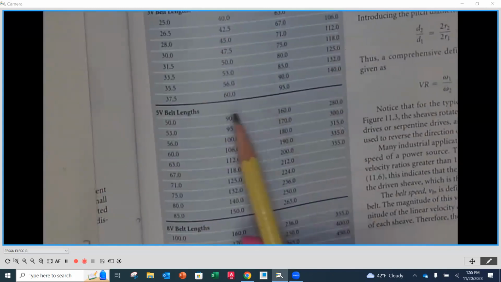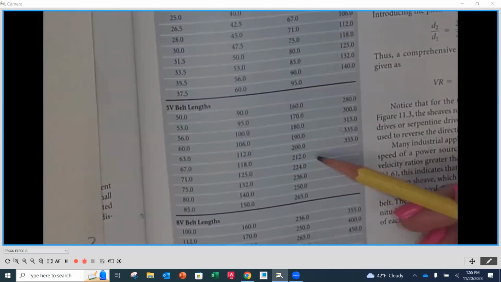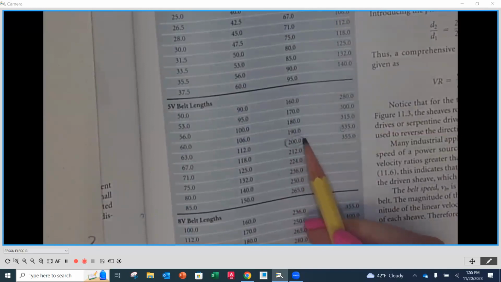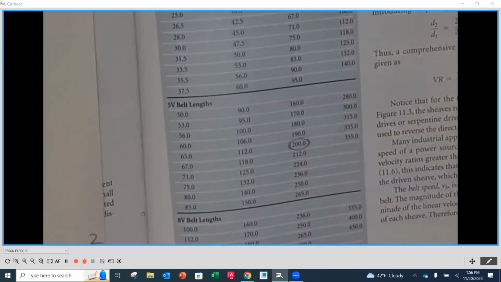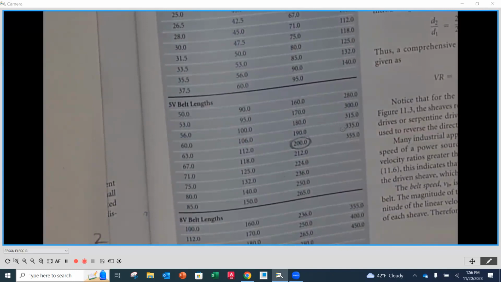Okay, and in this section right here where we have 5V belts, we want to find something close to 201, and look at that. There's a 200. Okay, we were expecting we weren't going to get it exactly the same, right? But now we've got a 200, which is pretty darn close to 201.